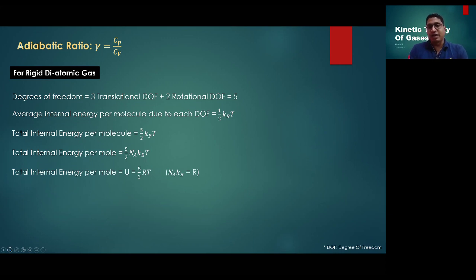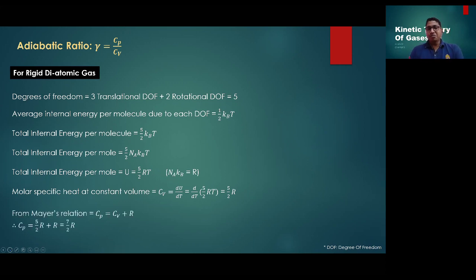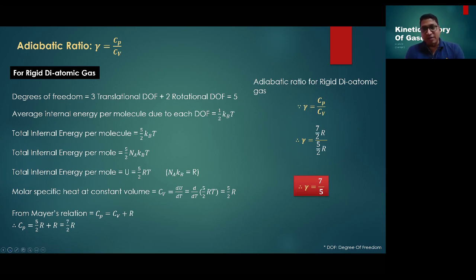Again, we have to calculate the Cv. You know, Cv is nothing but we have to differentiate the U over here with respect to temperature. So Cv is going to be d by dT of 5 by 2 RT. That will become 5 by 2 R. Cp, same. Cp is nothing but Cv plus R. So adding R with the 5 by 2 R will become 7 by 2 R. So next we have to find out the adiabatic ratio. So gamma is going to be Cp, which is 7 by 2 R, and Cv, which is 5 by 2 R. On solving, we will get the value as 7 by 5. Now looking at this value 7 by 5, can you recall something?